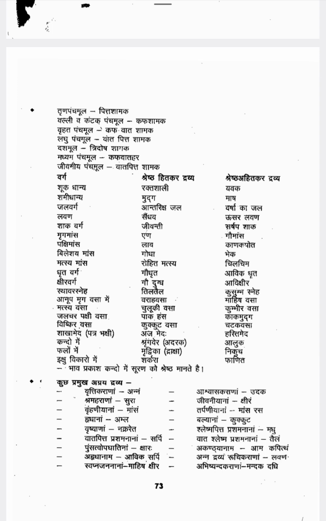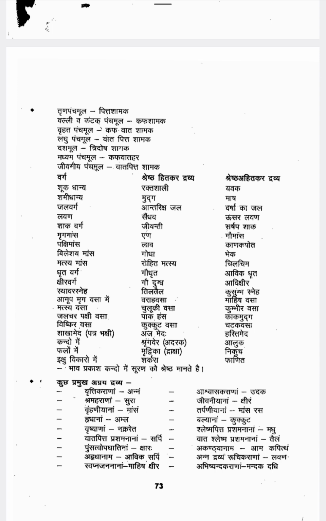Shakhameda. So in that, Ajameda is Sreshta, Hastimeda is Asreshta, Ahida. In Kanda, Sringavera is Sreshta, Aluga is Ahida. In Phala, Mrudviga, that is Draksha, is Sreshta, Nikuja is Ahida. In Ikshu Vigara, Sharkara is Sreshta, Fanida is Ahida.